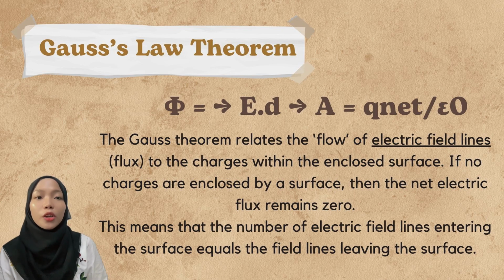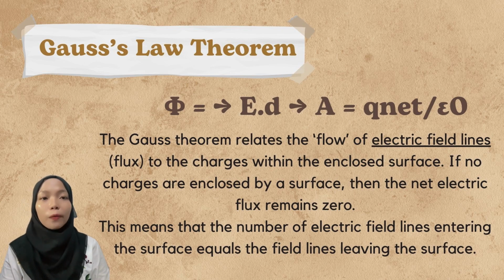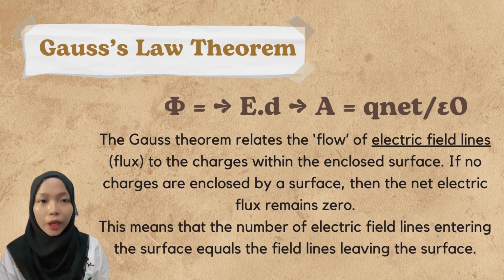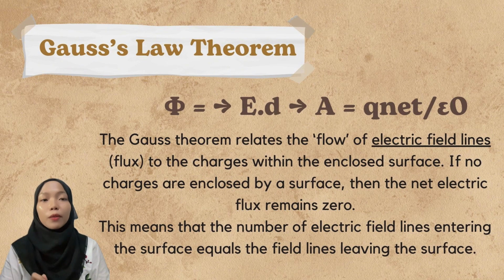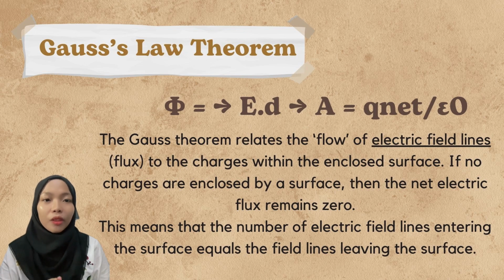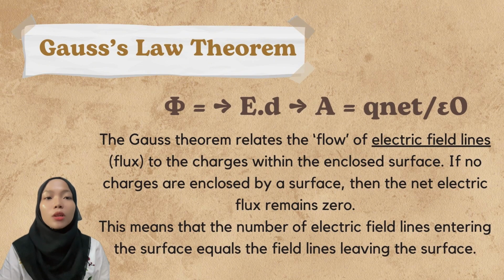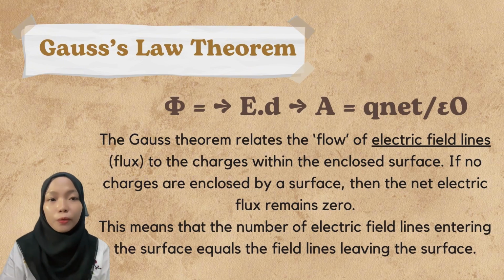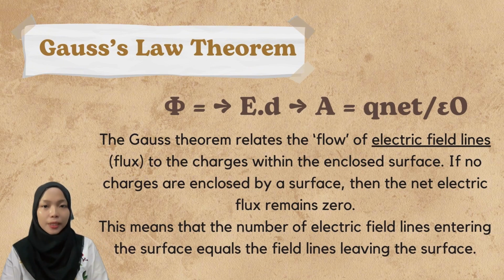The Gauss's law theorem relates the flow of electric field lines, flux, to the charge within the enclosed surface. If no charges are enclosed by a surface, then the net electric flux remains zero. This means that the number of electric field lines entering the surface equals the field lines leaving the surface.